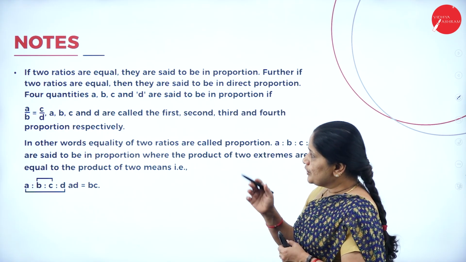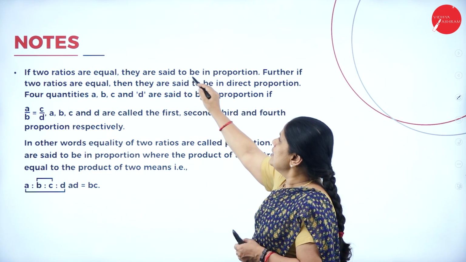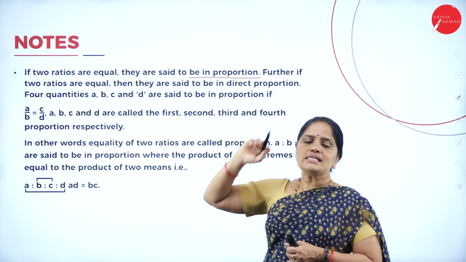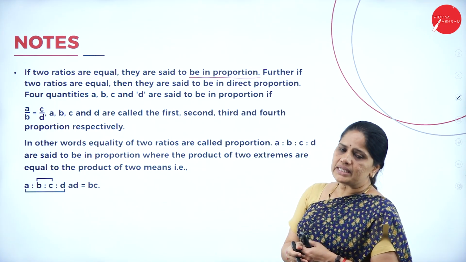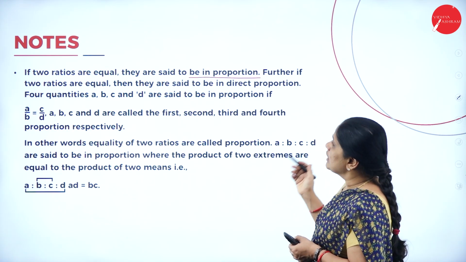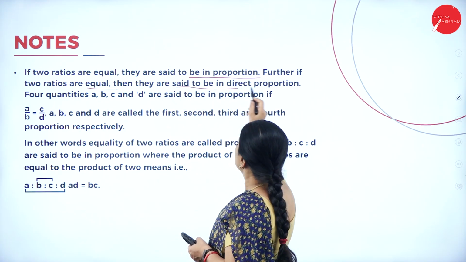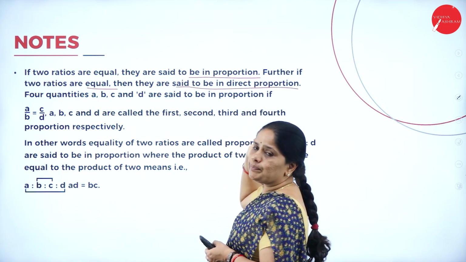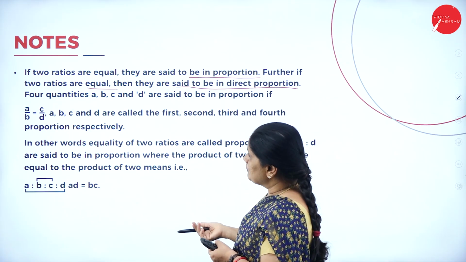If two ratios are equal, they are said to be in proportion. Now let us understand the meaning of the word proportion. Proportion means when two ratios are equal, we call it a proportion. Further, if two ratios are equal, they are said to be in direct proportion.